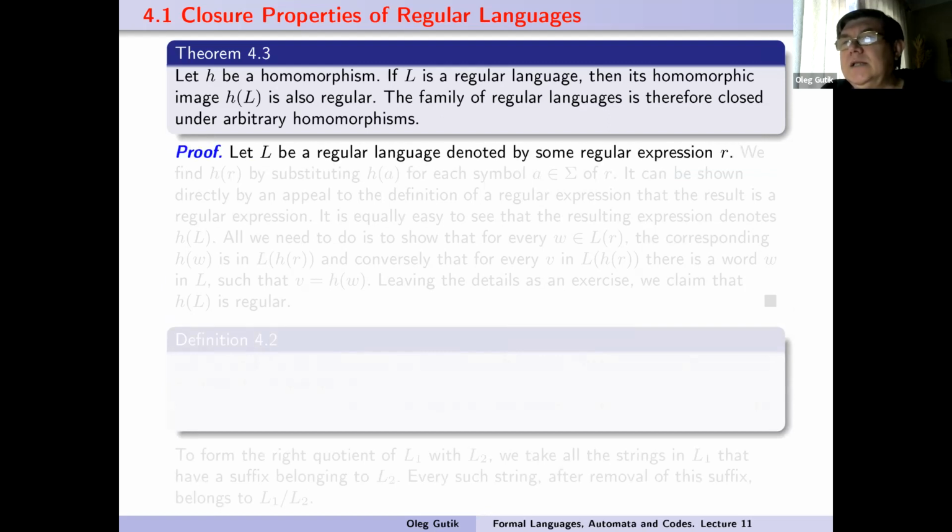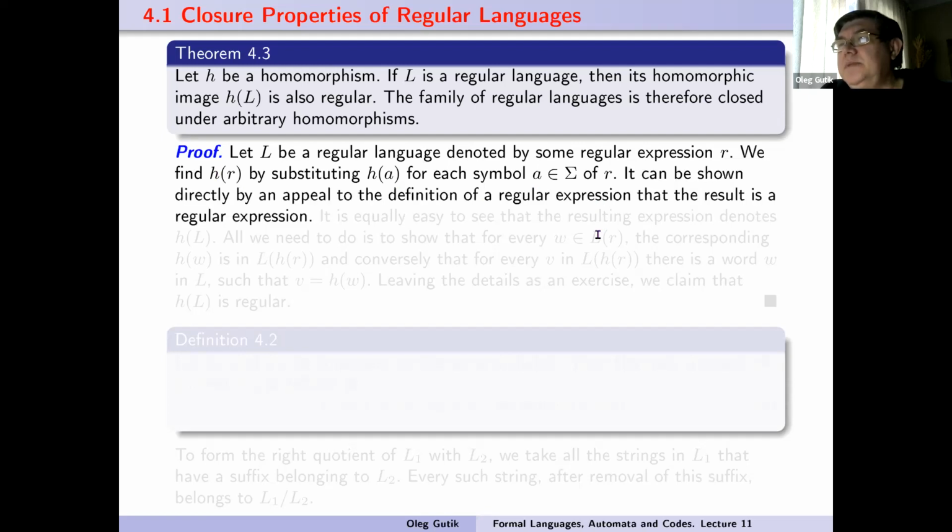Proof: let L be a regular language denoted by some regular expression r. We find h(r) by substituting h(a) for each symbol a from the alphabet sigma in the regular expression r. It can be shown directly by an appeal to the definition of a regular expression that the result is a regular expression. It is equally easy to see that the resulting expression denotes h(L).